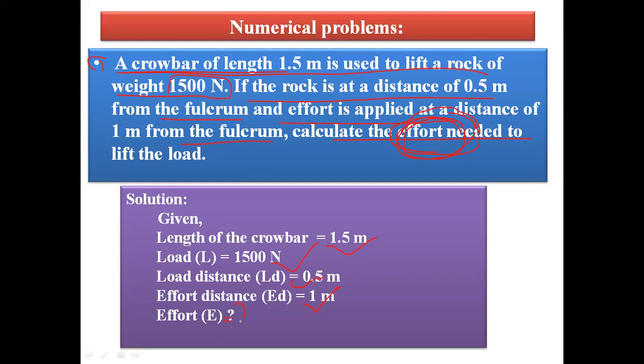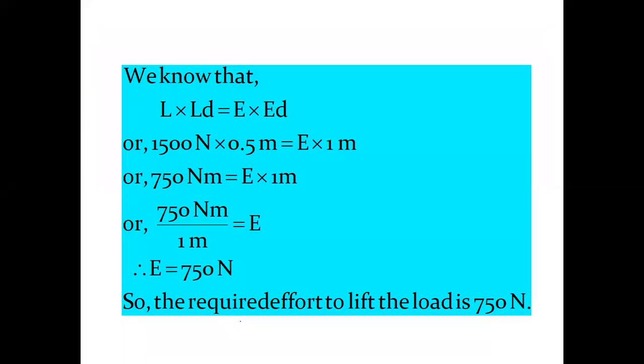Now how to solve it? By using the principle of a lever. We know that if there is no friction, then work output is equal to work input. So we can write L into LD equal to E into ED. And we know the value of load. Load is equal to 1500 Newton, then load distance equal to 0.5 meter, then effort we don't know. We have to find out this effort. Then effort distance is equal to 1 meter.